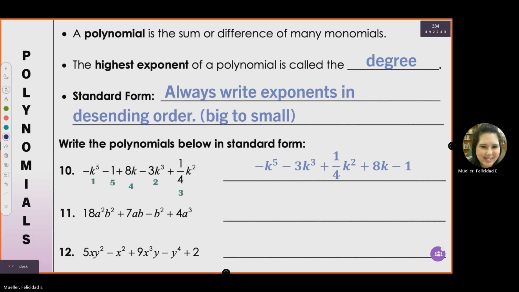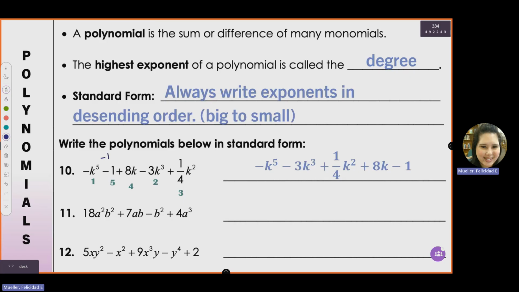On 11 and 12, we typically don't see these when we talk about polynomials in Algebra 2. This might be in a higher degree of math class. But when we're doing standard form, when there's more than one variable, we do alpha order and then exponent order. So we're going to do everything that has an a in it first, from big to small for exponents, and then we do the b's and then the constants. Our last term is always our constant.